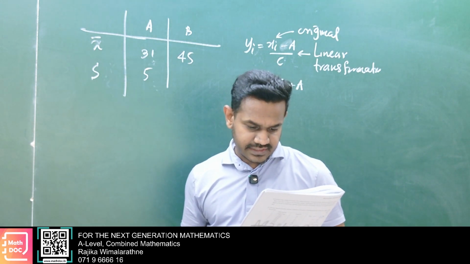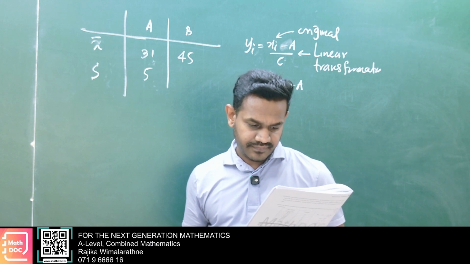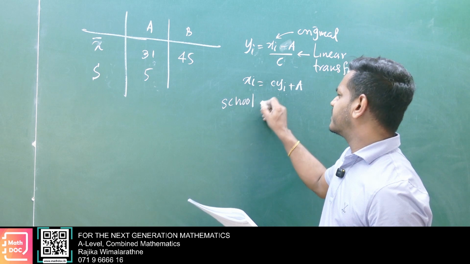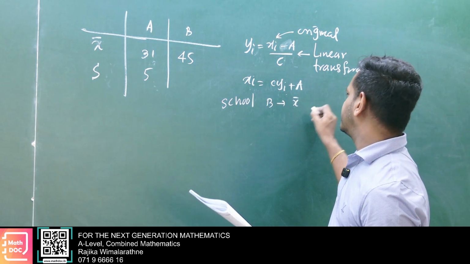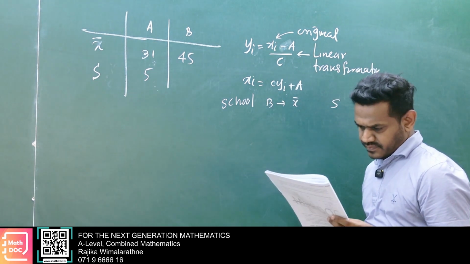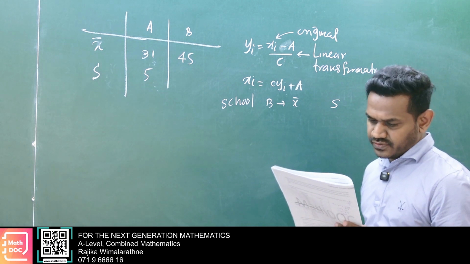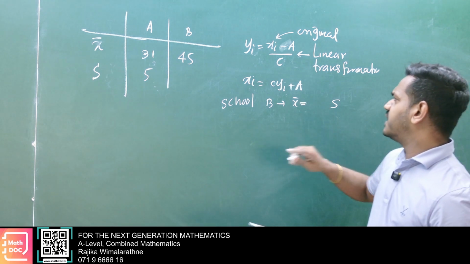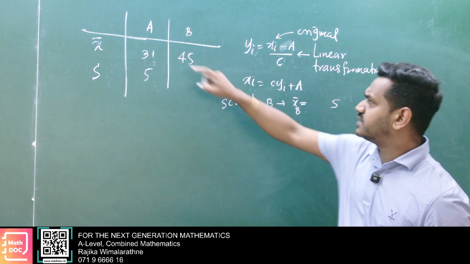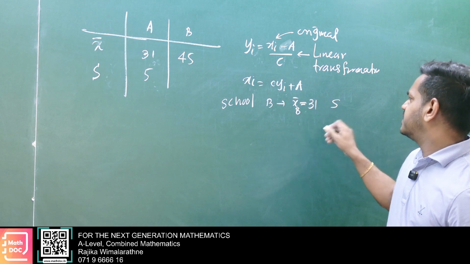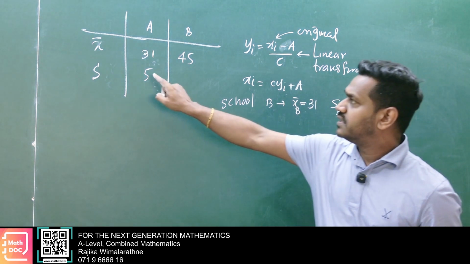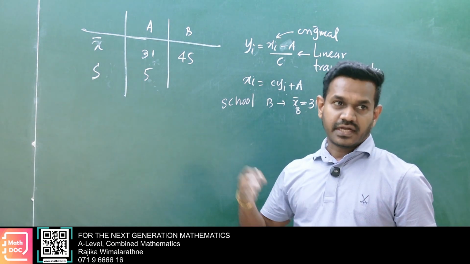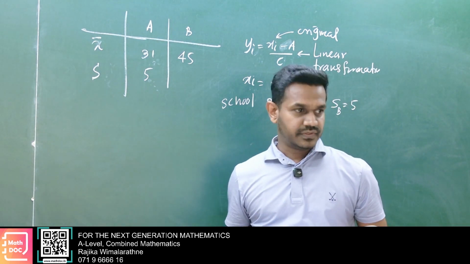So that the mean and standard deviation of school B are the same as those of school A. Now here x bar B equals 45, S B equals 5 for the original. By transforming, that converts it to be like school A.